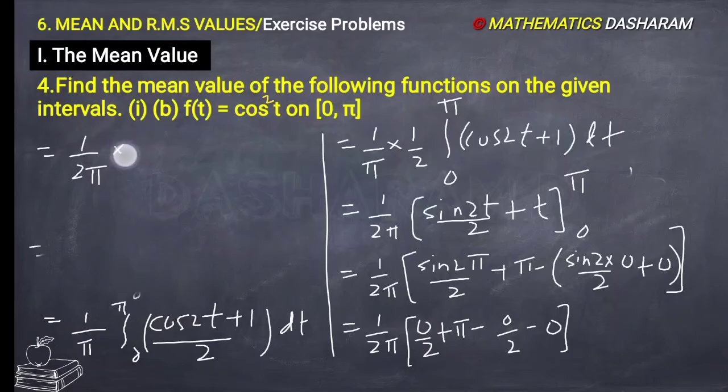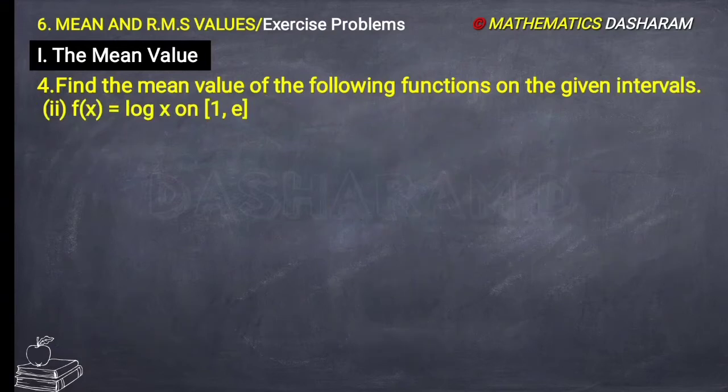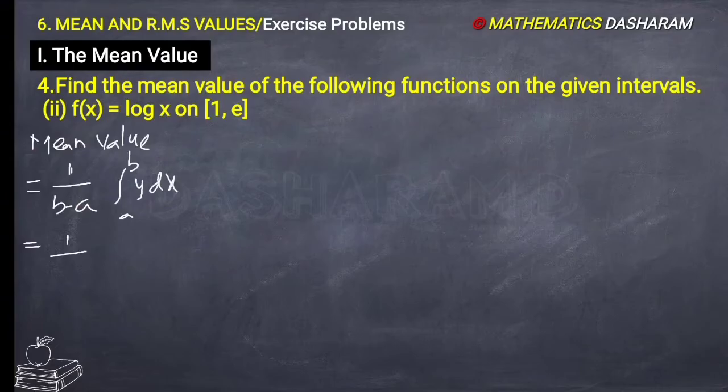Here the answer is pi. Here pi cancels, and 1 by 2 is our required answer. The second one is f of x equals log x, and the interval is 1 to e. So the mean value formula: here b value is e and a value is 1, integration 1 to e of y, the given function, that is log x dx.